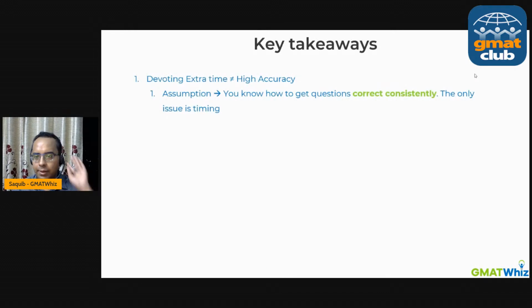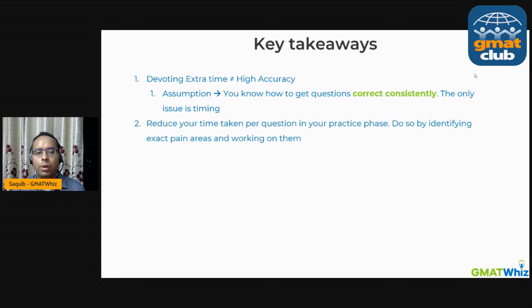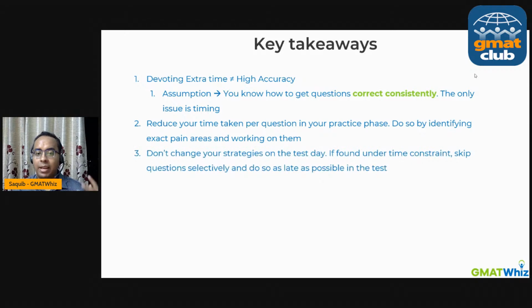So to summarize, what I would say here is that the first important point which I said is that when I say that you have to do well in the initial few quarters, it doesn't mean that you have to spend more time. Devoting extra time will not ensure high accuracy. Okay, you have to reduce your time in your practice phase only. You have to ensure that you're applying the right process.